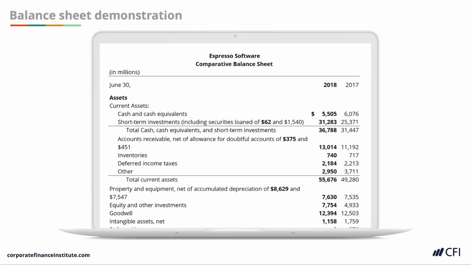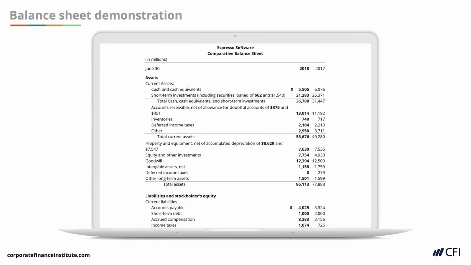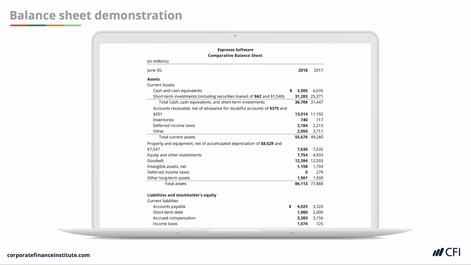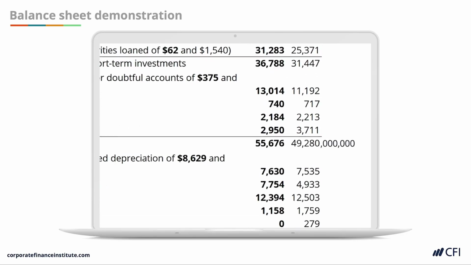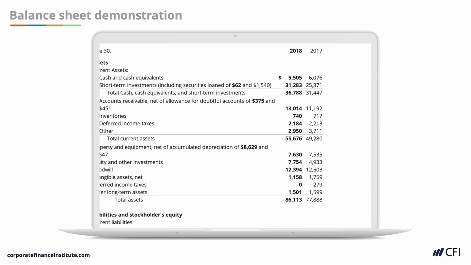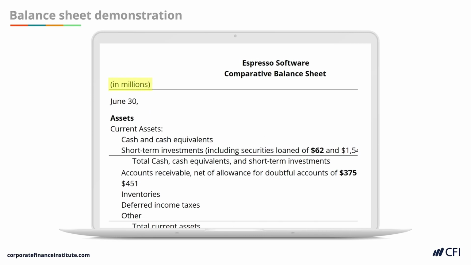Let's look at Espresso Software's balance sheet as an example of what a typical reporting company will include for its assets, liabilities, and equity. There are a few key items to note when you first look at the balance sheet. First, Espresso Software's statements are in millions of dollars. By reducing the numbers in this manner, the statements are a lot more readable. The statement will always have a notation if the numbers are not reported as whole dollars.